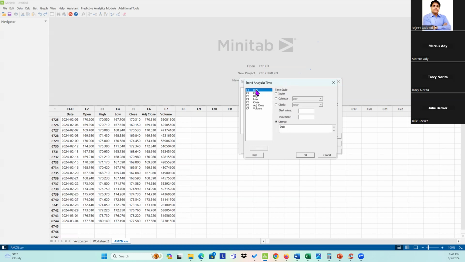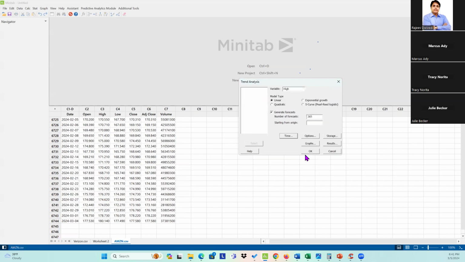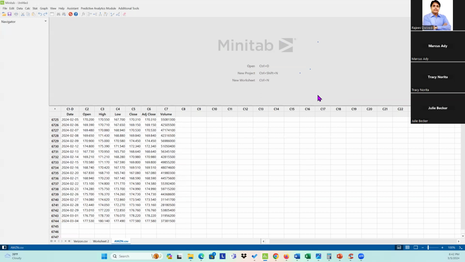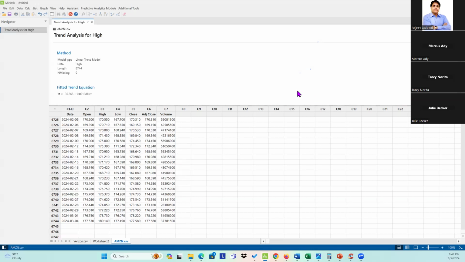And here I just put date under stamp, and that's it. And I selected the very first, linear. So I have to compare all 4 options to see which one is going to be the best fit, which is going to be the best trend. So this is linear. I have just done linear. Then we will do the comparative analysis of all of them.